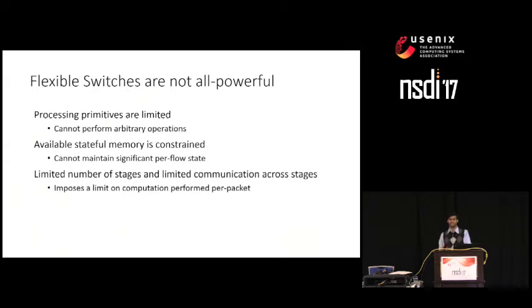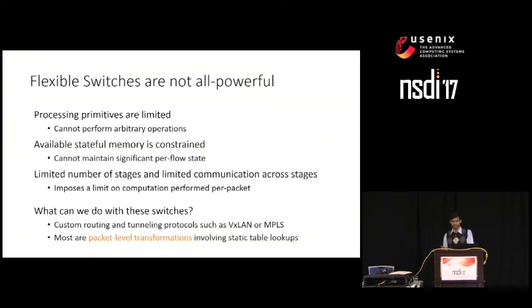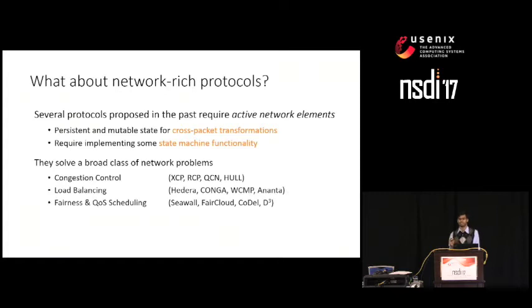So what is this limited flexibility good for, and what can we do on these switches? They are great for implementing traditional network protocols such as custom routing or tunneling similar to VXLAN or MPLS. Most of these are simple packet level transformations that involve static table lookup and simple header rewrites. Can we do some more complex things with these switches? What about some non-traditional network protocols that require even richer support from the network?